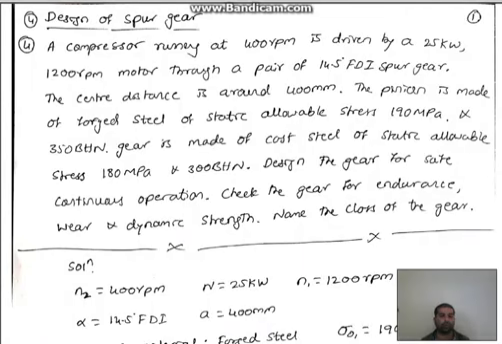Good morning to all. In this video, we discuss the fourth problem, design of spur gear. A compressor running at 400 rpm is driven by a 25 kilowatt, 1200 rpm motor through a pair of 14.5 FDI spur gear. The center distance is around 400 mm.